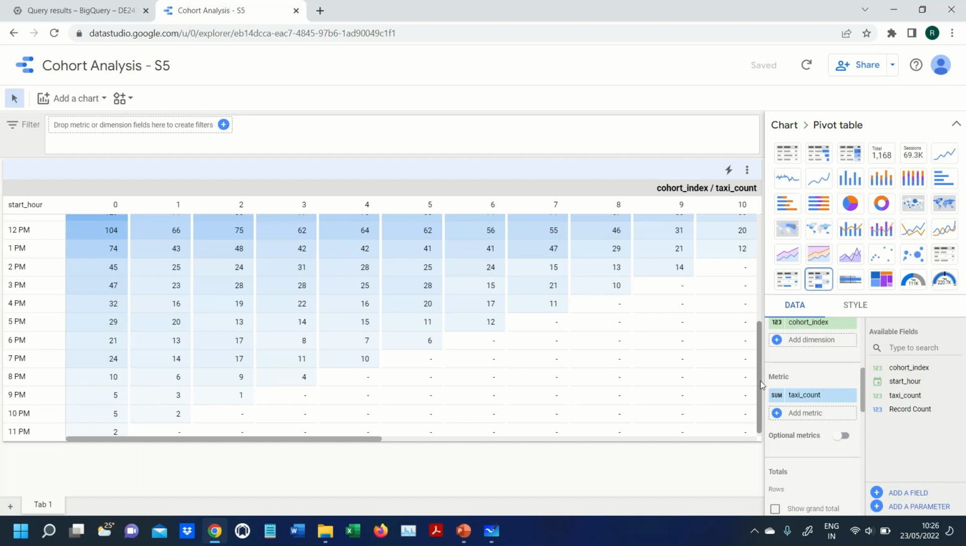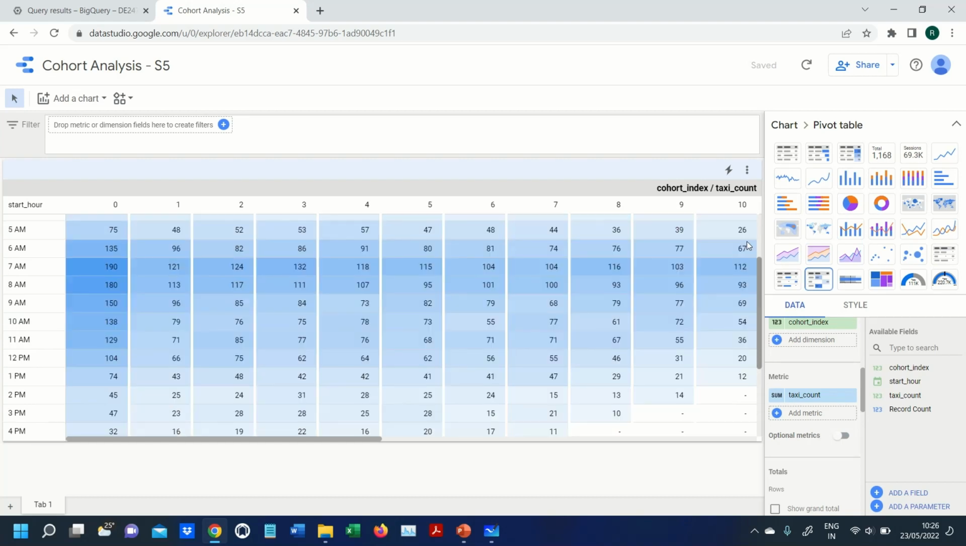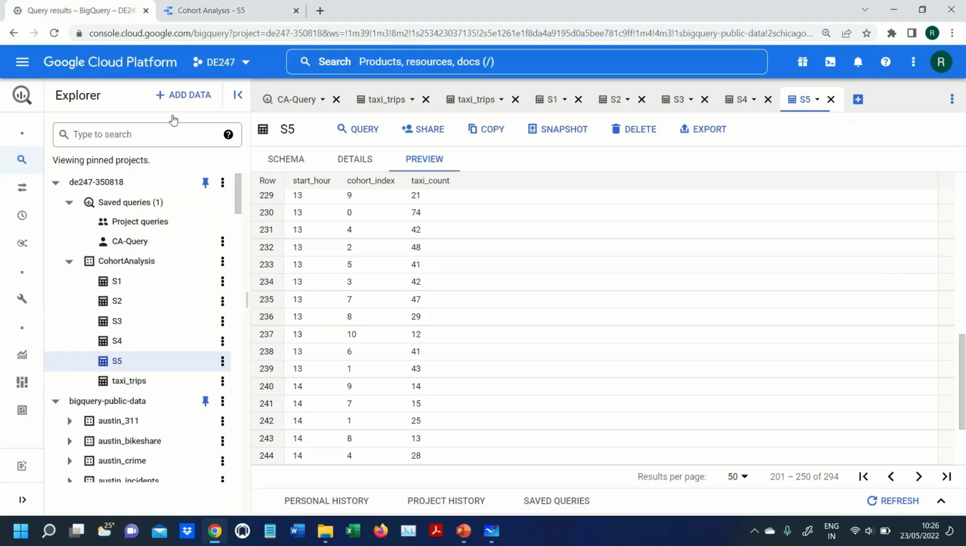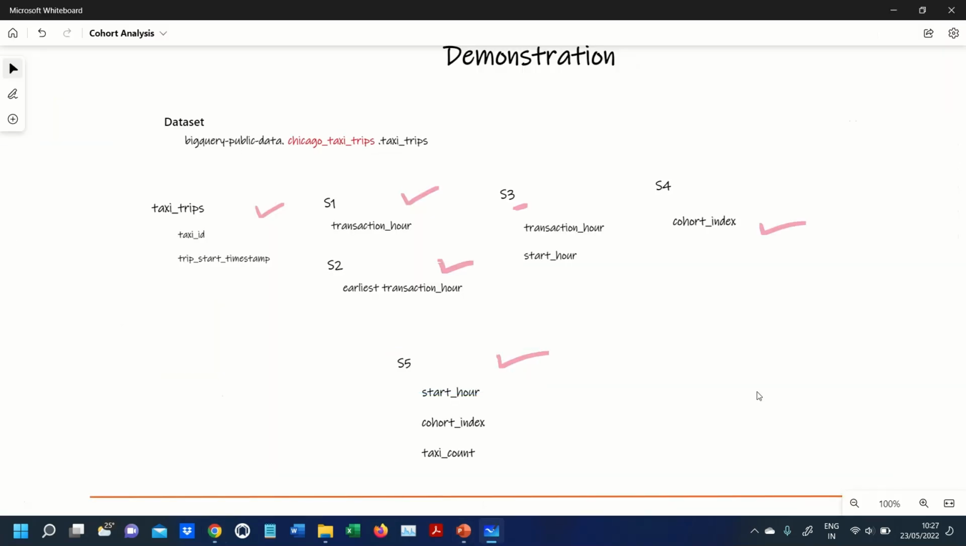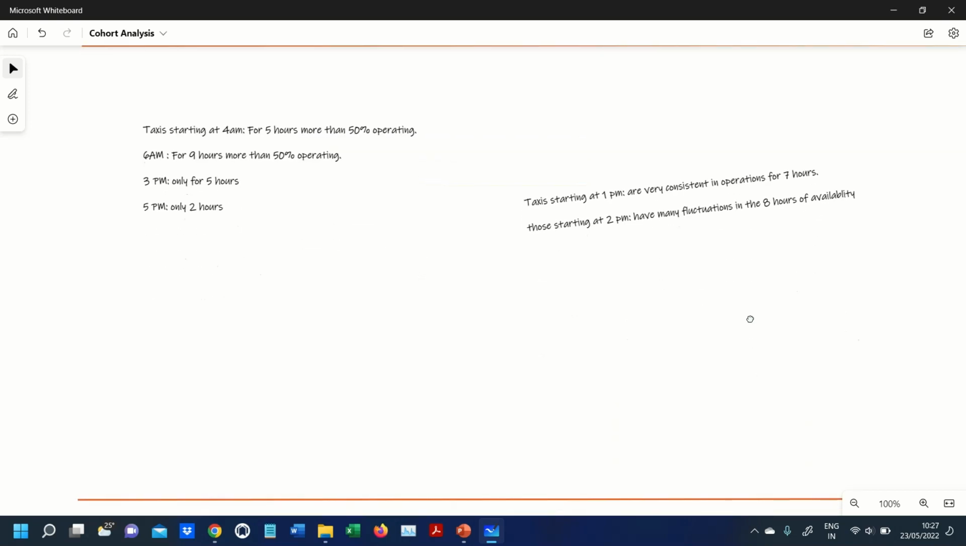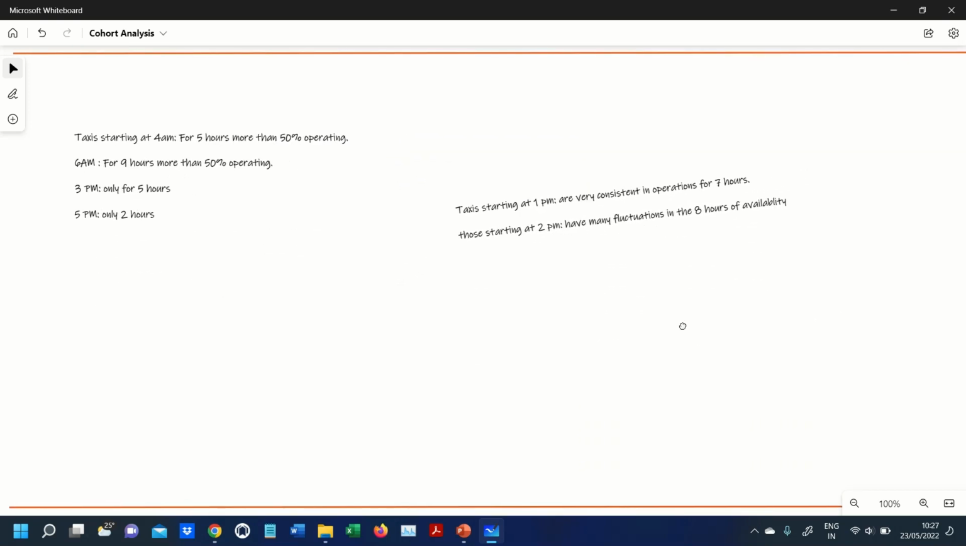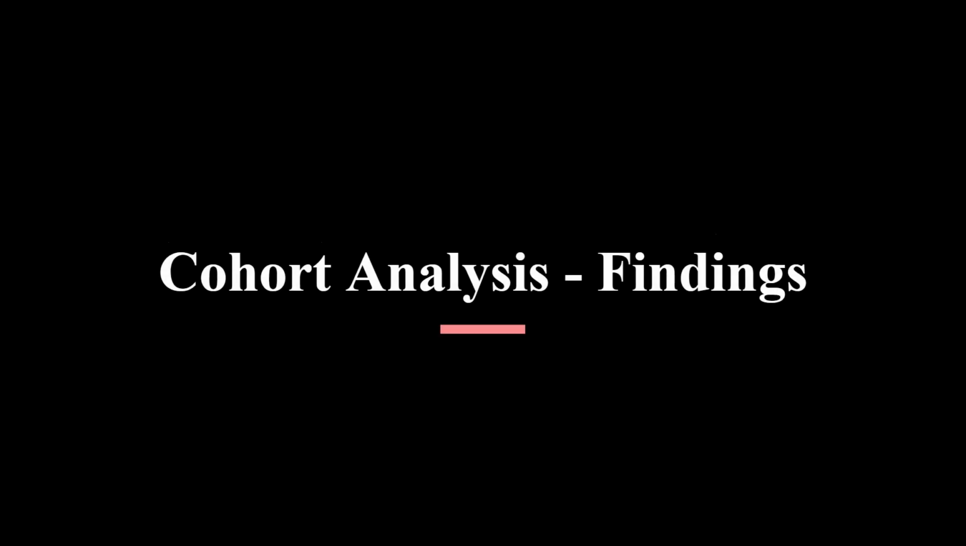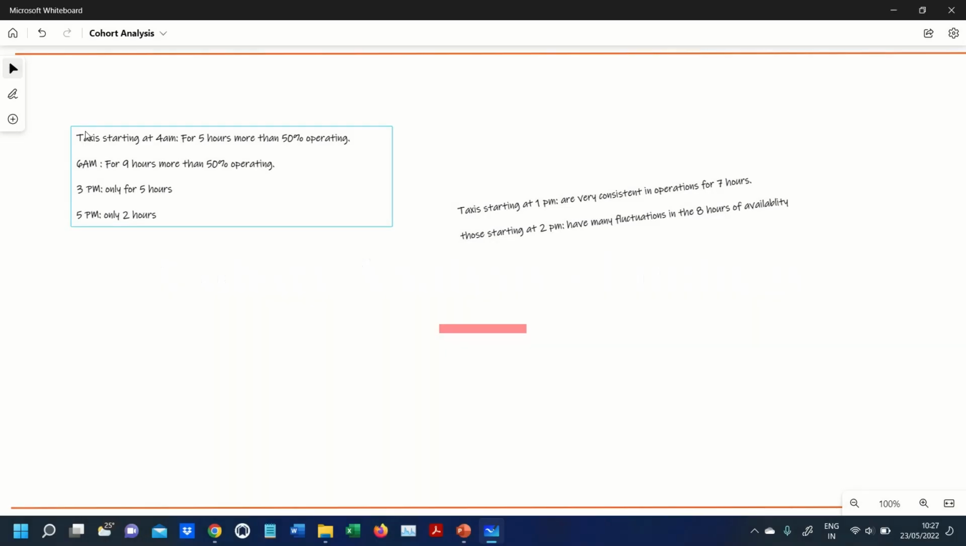Okay, right. Now let's get back and see the major findings we got for our client, similar to the analysis we did on Chicago data. So the taxis starting at 4 a.m., for 5 hours more than 50% are operating. Let's see some of our findings.